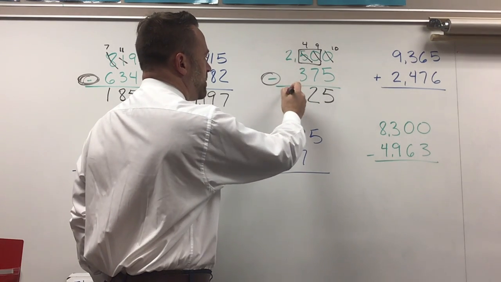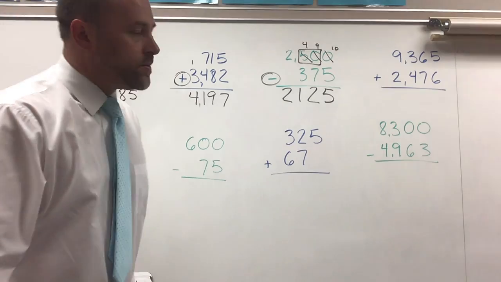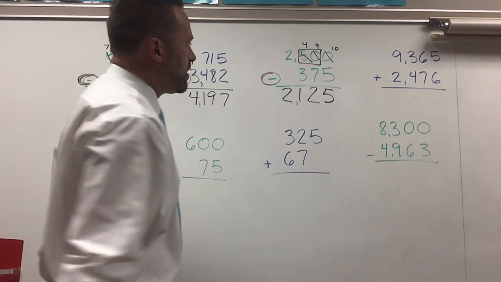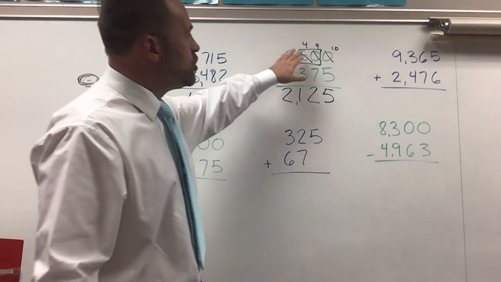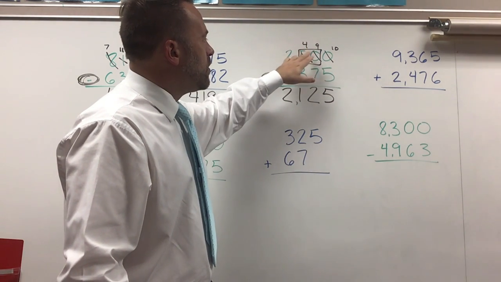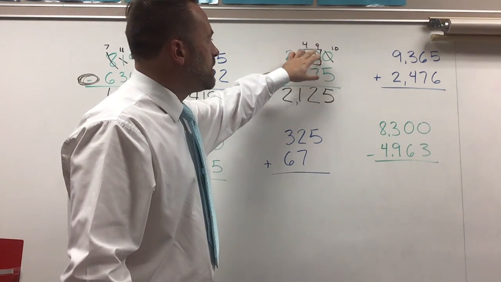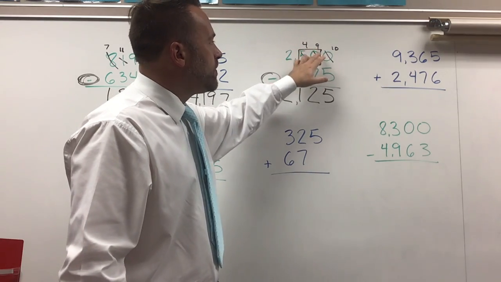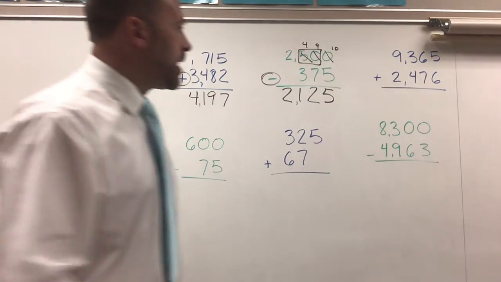2 take away nothing, still 2. Don't forget the comma, okay? So when you have 2 zeros, you can take 1 away and the digit next to it, take 1 less, and you're bringing 10 over. Okay, we'll try it again in a minute.